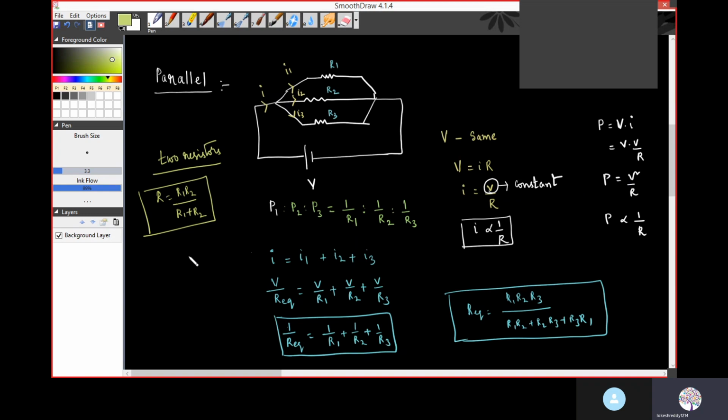Now, if I ask you to calculate the current in I1 or the current in I2, and only two resistors are there, then I will draw like this. Two resistors I will consider. This current is I, here it is I1, here it is I2, and the resistances are R1 and R2.